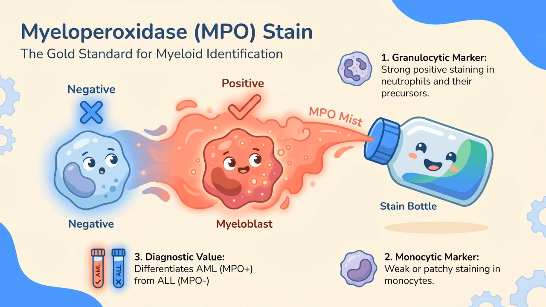Crucially, lymphoid cells, including lymphoblasts, are consistently MPO negative. This clear distinction makes MPO an invaluable stain for differentiating AML from ALL. A positive MPO reaction in blasts strongly supports a diagnosis of AML, guiding further subclassification. Understanding the significance of MPO positivity is fundamental for accurate acute leukemia diagnosis.